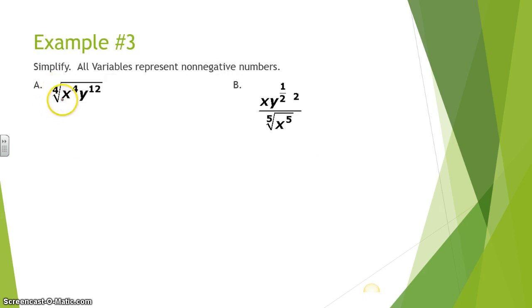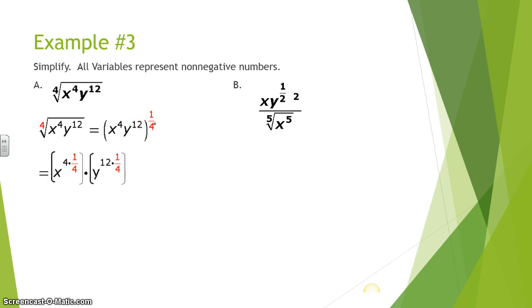Here we have the fourth root of x to the 4th times y to the 12th. So we'll write this out. Now that we have the radical sign, we're going to write it as an exponent with a fraction. So it becomes x to the 4th times y to the 12th, all raised to the 1/4 power. I have to think of my exponent rules when solving this. So we have x raised to the 4 times 1/4 power times y raised to the 12 times 1/4 power, which simplifies to x y to the 3rd.